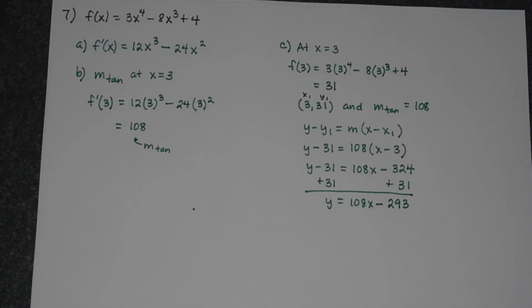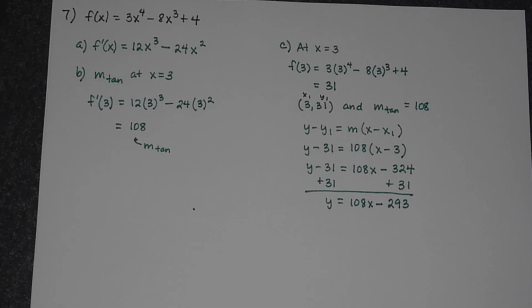And this is still the slope? No, that's the equation of the, okay, that's the equation that we're looking for. So in this case here, the equation of the line tangent to the point at x is equal to 3, or tangent to the curve at x equals 3 would be y is equal to 108x minus 293.